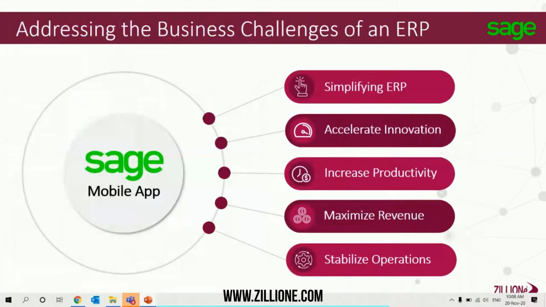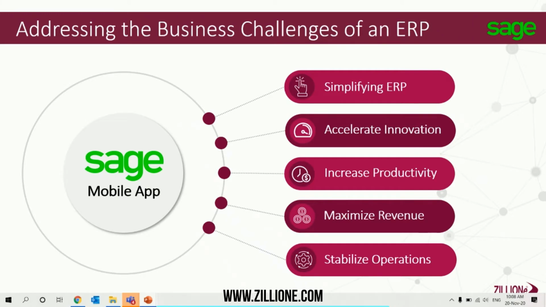Addressing the business challenges for an ERP. However good an ERP system could be, there are quite a few challenges that many of our users still face due to the ever-changing world we live in. The current COVID pandemic is the best example for us there. And taking these problems into consideration, we at ZILLIONe feel that it is our duty to address these problems with the Sage ecosystem that we all are part of.